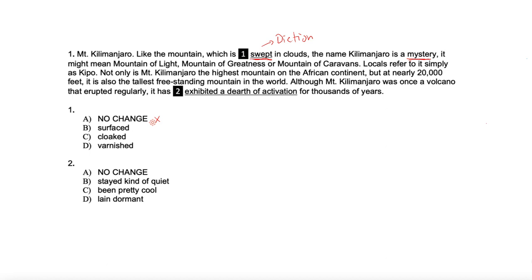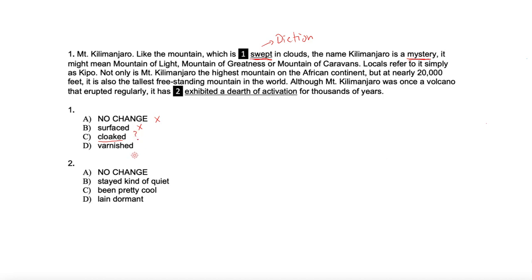Let's have a look at the second option. Surfaced in clouds. Again, it's the opposite of mystery. It's the opposite of hidden. So B is also wrong. So like the mountain which is cloaked in clouds, the name Kilimanjaro is a mystery. Cloaked is something that can fit in, because when you wear a cloak, it's like you disguise yourself, you're hidden. Let's put a question mark here.